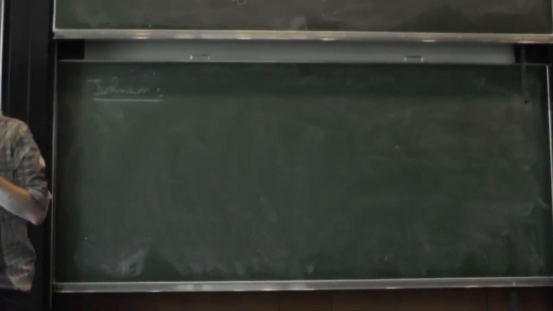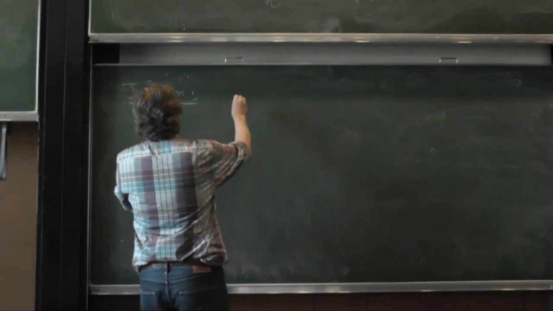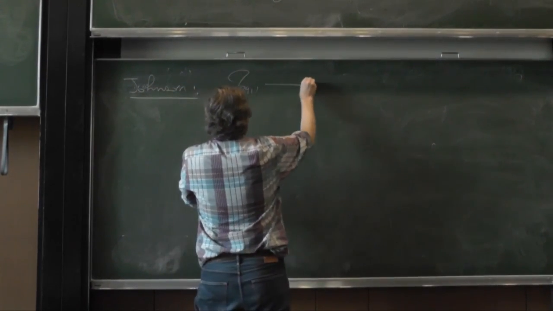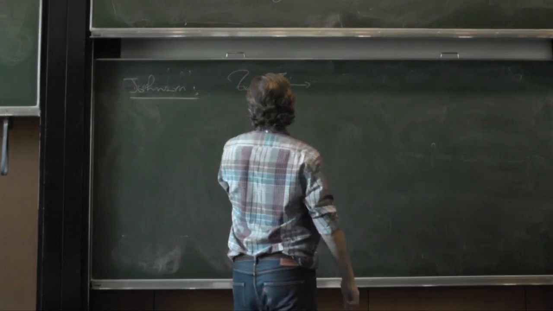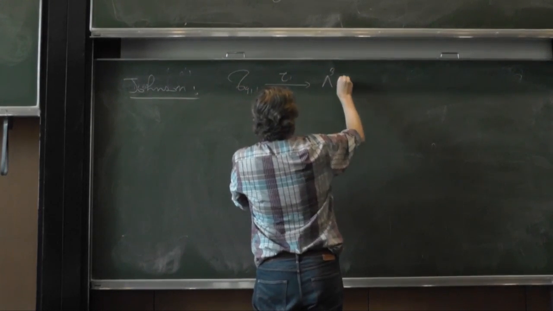Okay. So Johnson tells us that the abelianization of the Torelli group is the third exterior power of n.